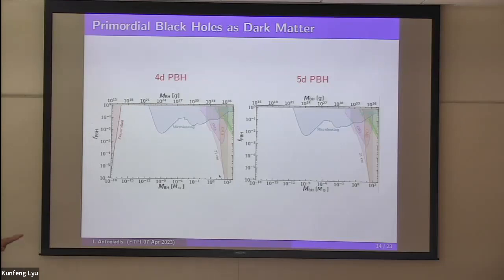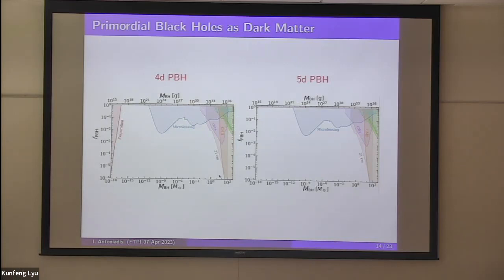This parameter is the percentage. So if one wants to explain 100% of the dark matter, this is the allowed range. On the low part, they're excluded by evaporation, which goes too fast. Now, in 5 dimensions, you open up this part. So that gives about 3 orders of magnitude.